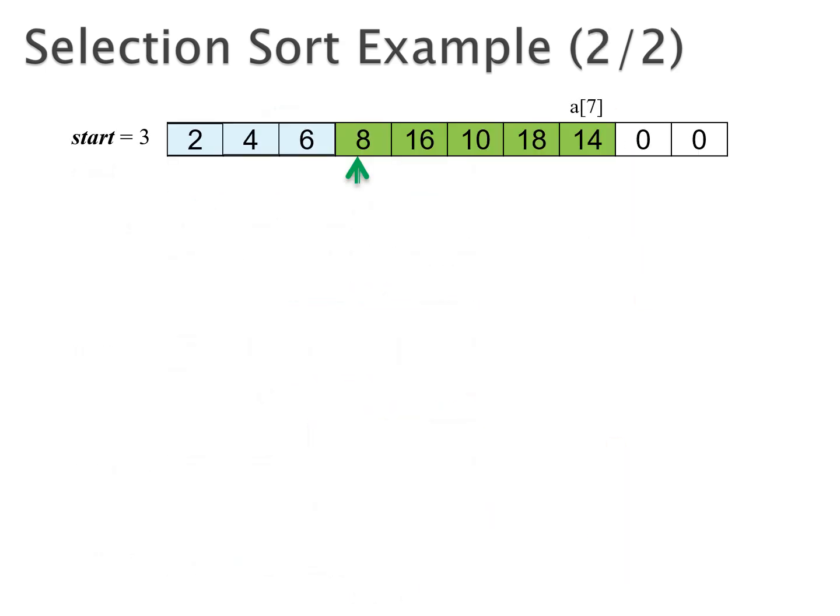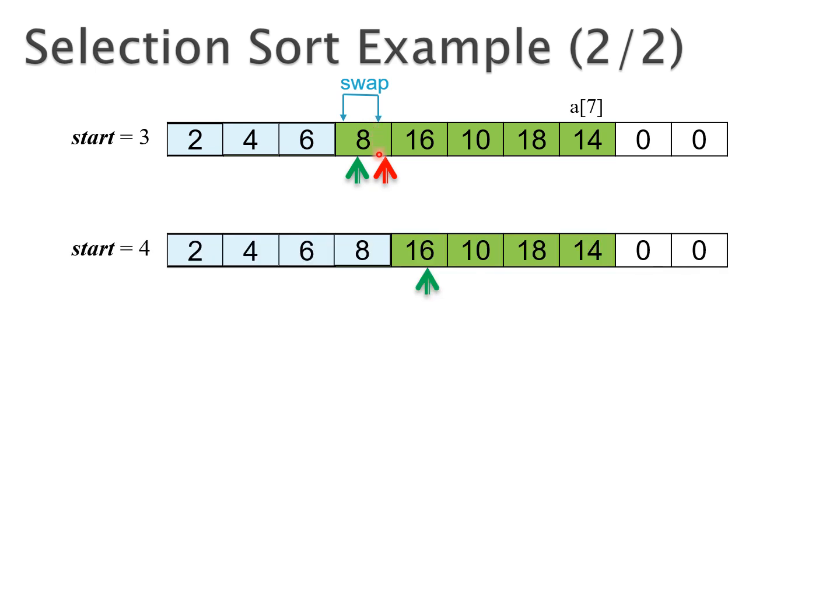So now when start equals 3, we look for the smallest element in the current unsorted segment again. And in this case, it is also the first element, but we still do the swapping. So here, the swapping would not take any effect, but the algorithm still performs it. And so after swapping, we move to the next iteration with start now equal to 4. And so the unsorted segment is now from index 4 to index 7.